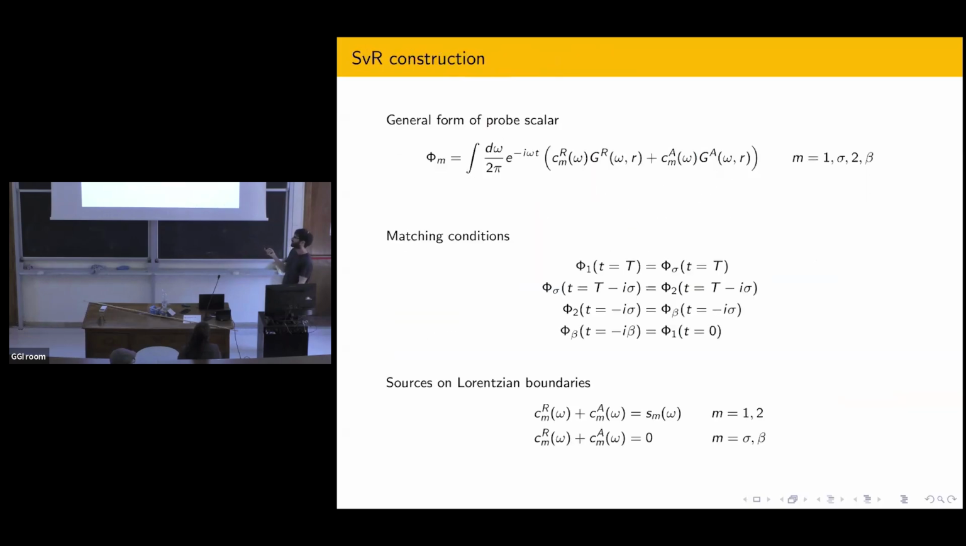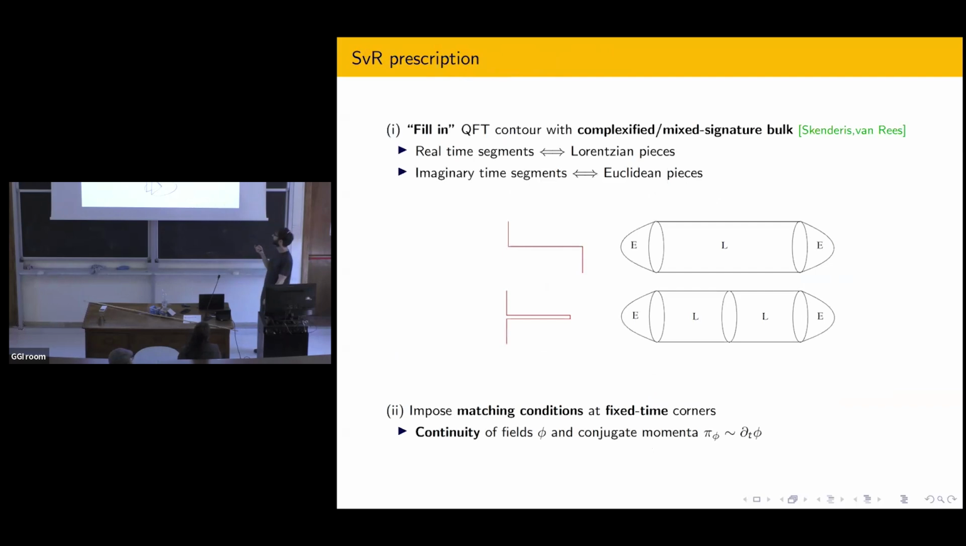So Skenderis and van Rees tell us how to do that. For example, if you have general initial states on the Schwinger-Keldysh contour, then this corresponds to specific field configurations on the fixed time slices at the end of the Lorentzian pieces. So the initial conditions that you will use on the Schwinger-Keldysh contour correspond to boundary conditions on the Lorentzian pieces. But of course, how this extends in the bulk is not obvious. You need to solve the bulk equation of motion.